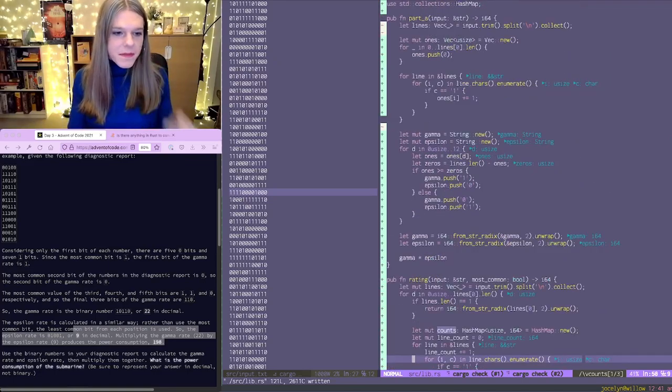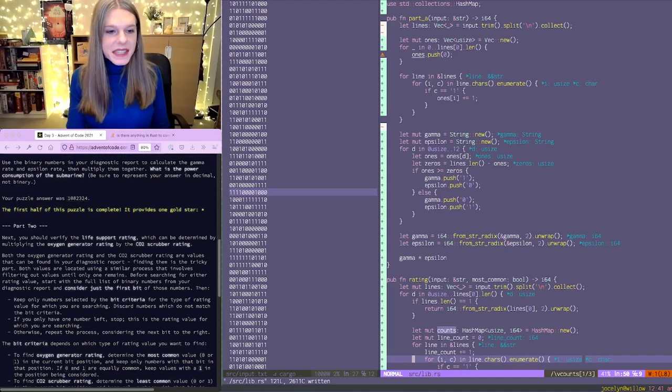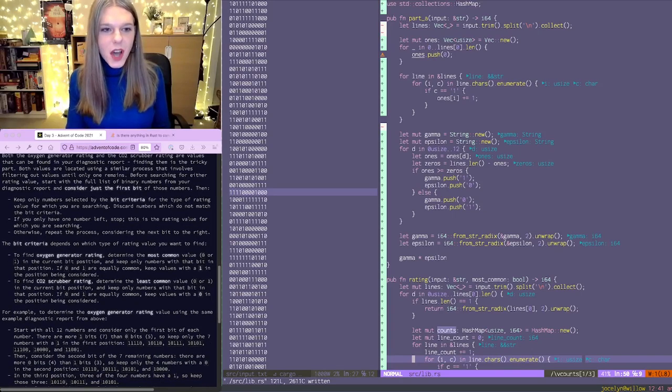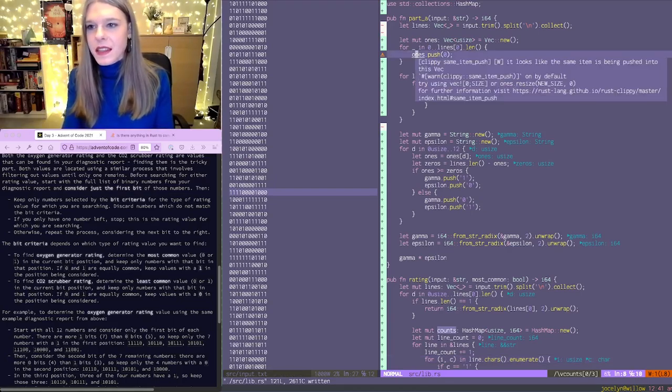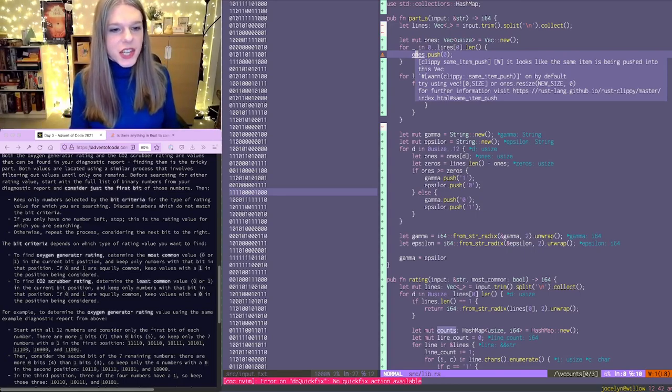So the second problem took me forever to figure out what it was actually asking for. But basically, you start with your full list of numbers, and you're looking at the most common digit in the first position, and filtering out the ones that have the other digit, and then you're continuing that for the second column and the third column, until you've gone through all the digits. Anyway, and that gives you the oxygen generator rating.